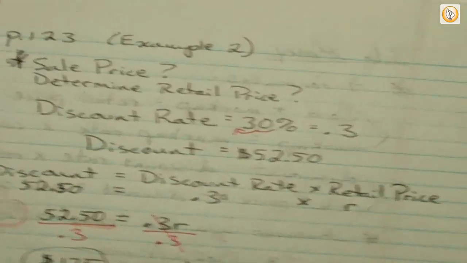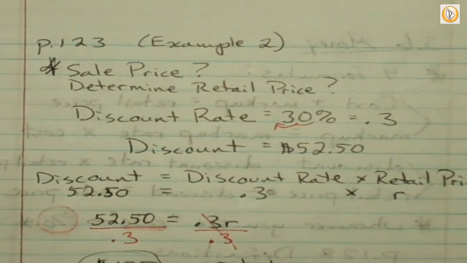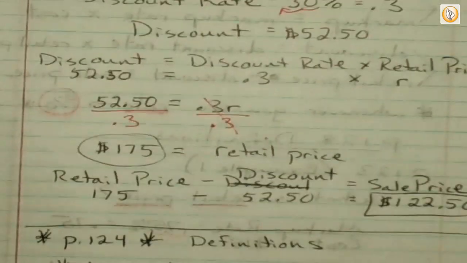Sale price, we did example 2. The good thing about all this is that it's in your book. You know what I'm saying? You can find it in your book and it's worked out. Sometimes their explanations are a little weird and hard to understand, which is why I go over these. Blah, blah, blah. More definitions.